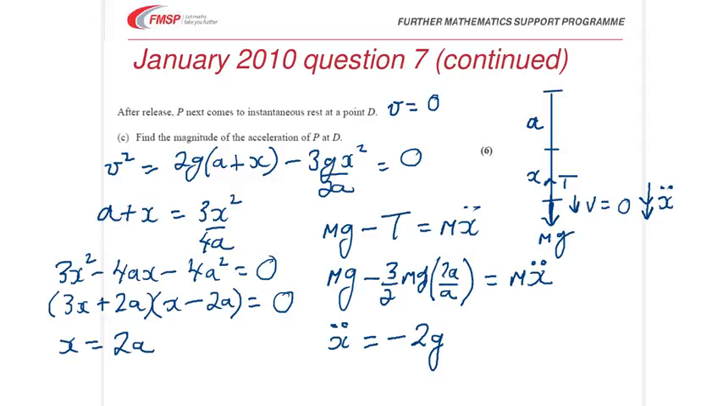And for this part of the question, there was M1 for putting v equal 0, M1 for solving the quadratic equation, A1 for getting the correct value of x from the quadratic equation, and then M1 for Newton's law for the acceleration, and 2 accuracy marks for dealing with that properly and getting the right answer. Does that come to 6? 1, 2, 3, 4, 5, 6. That's right. And that's it.